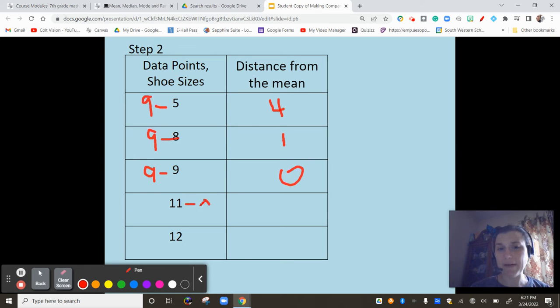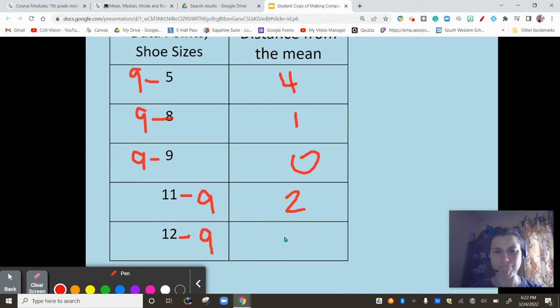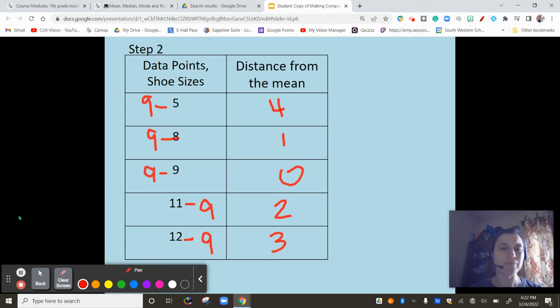Now I'm going to do 11 minus 9. Why? Because it's the mean absolute deviation, so because it's the absolute deviation, our answer should always be positive. So I'm going to subtract this way. When the data value is bigger than the mean, I put the data value first. So 12 minus 9 is 3. There we go.